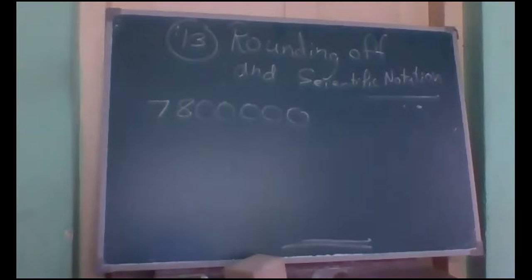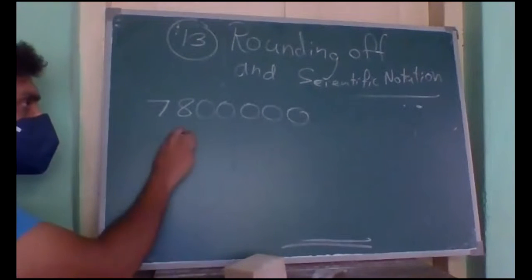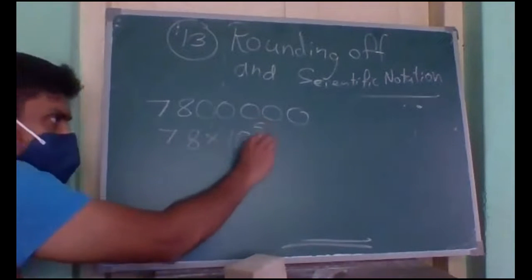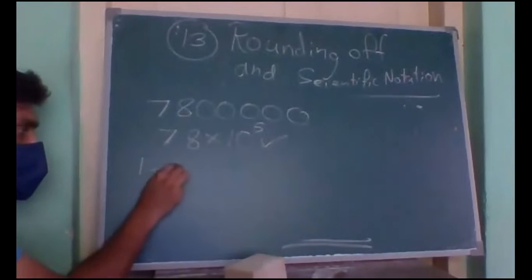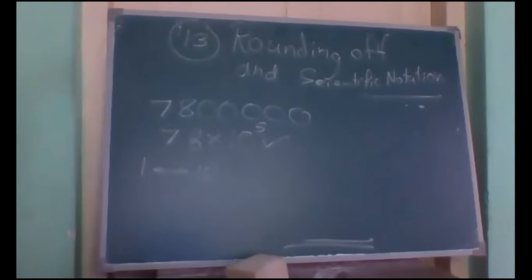Right, what is the answer? 78 into 10 to the power 5. 78 into 10 to the power 5. That is correct. But I asked you to write something. 7.8. Okay, wait. Yes. What is that? That should be in between 1 and 10. Yes? Yes. 7.8 into 10 to the power 6. Yes, that is the answer.